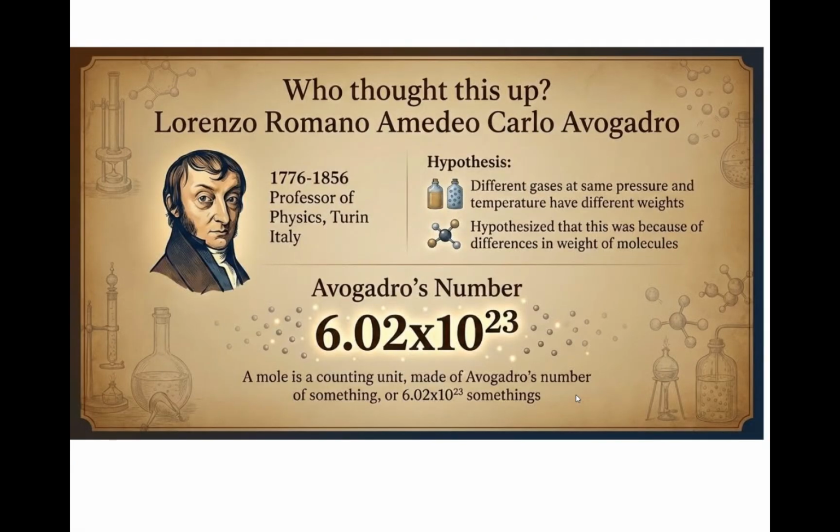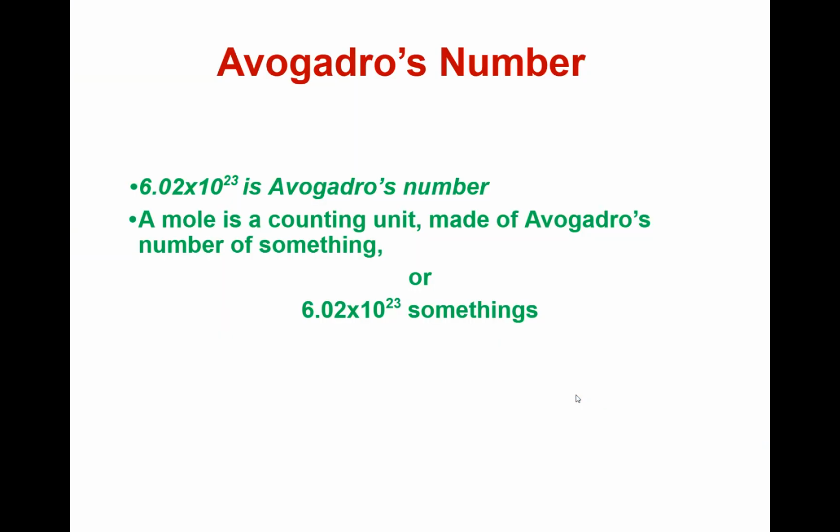Credit goes to our awesome scientist, Mr. Avogadro. I know the name is very big: Lorenzo Romano Amedeo Carlo Avogadro. We just use Mr. Avogadro or Avogadro. So 6.02 times 10 to the power 23 is also the Avogadro number.